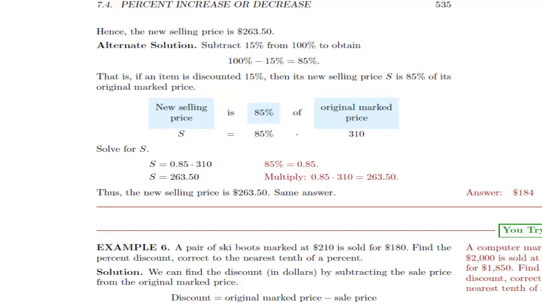Solve for S. S equals 85% times 310, and 85% converts to 0.85 as a decimal. So S equals 0.85 times 310, and 0.85 times 310 is 263.50. Thus the new selling price is $263.50. The same answer.